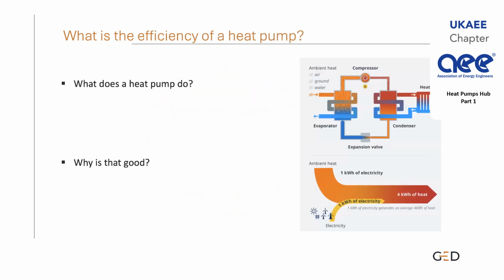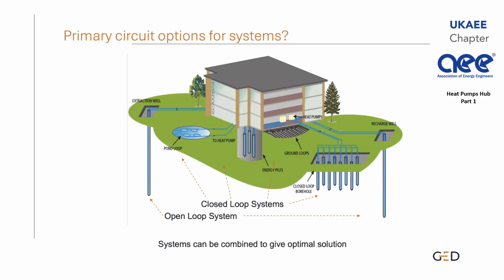So why is that good? With a heat pump, 1 kilowatt of electricity can absorb so many kilowatts of naturally occurring heat. And this can be in any form of open loop, closed loop, energy piles, ponds, lakes, horizontal ground collectors. There are numerous ways of absorbing that energy into a water source or a ground source system.